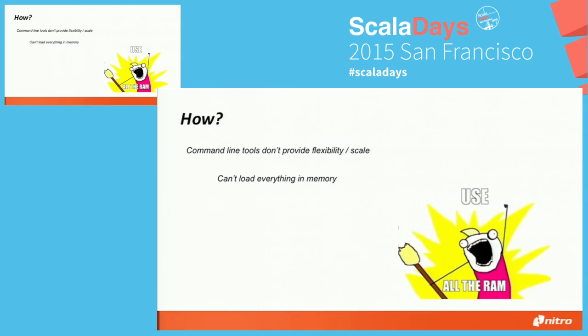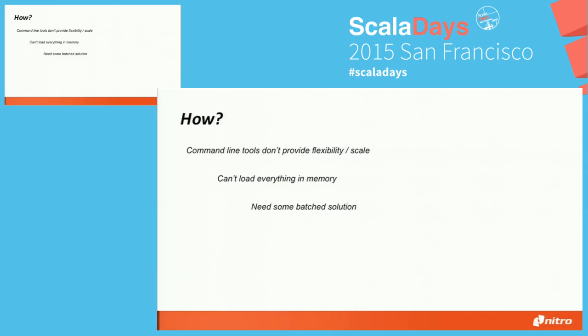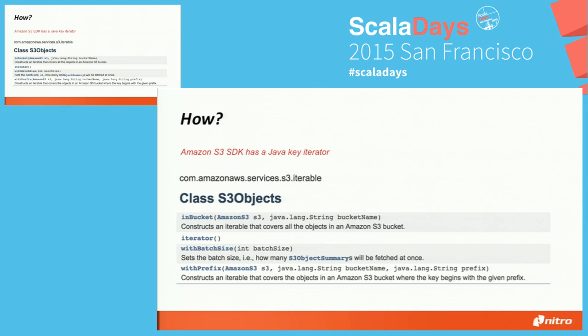I think the data is over a few terabytes, so you couldn't even load it on disk. So we clearly needed some batch solution. And the Amazon S3 SDK, just for those of you who are not immediately familiar with it, has a Java iterator. So you can iterate over all the objects, or it has a more sophisticated API for doing a prefix-based iteration, which, as a side comment, allows you to be a little more clever about restarting failed iteration or splitting up your work in pieces.